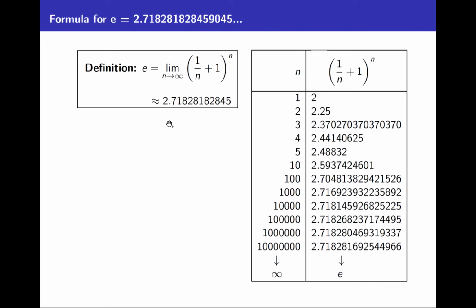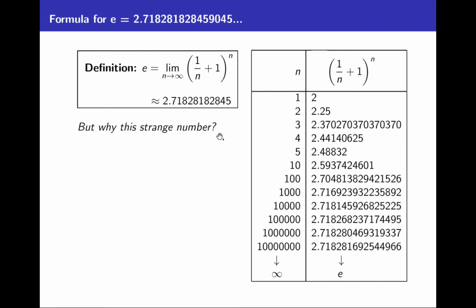So this is the definition of e, but it probably raises more questions than it answers. It gives us a concrete way to find e, but it doesn't tell us why this is such an important number. Why do we get this strange number?